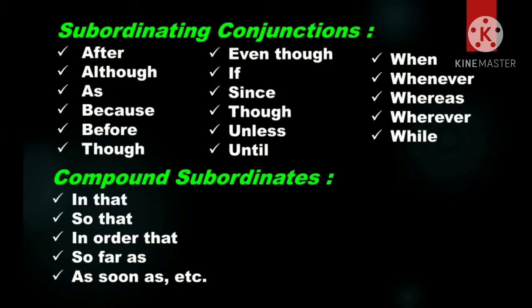Let's see some of the most common subordinating conjunctions and compound subordinators. Subordinating conjunctions are after, although, though, as, because, before, even though, since, if, unless, until, when, whenever, whereas, wherever, while. Compound subordinators are in that, so that, in order that, so far as, as soon as, etc.